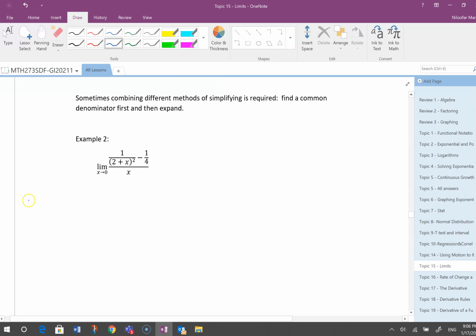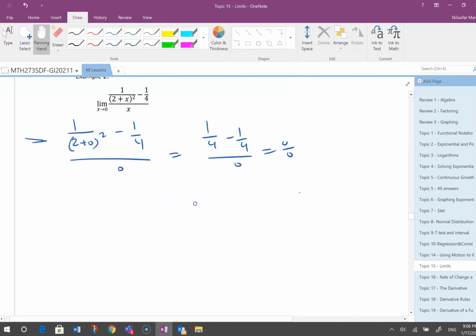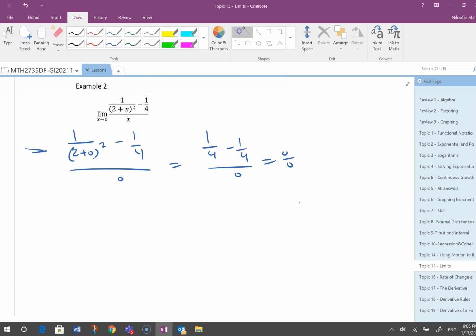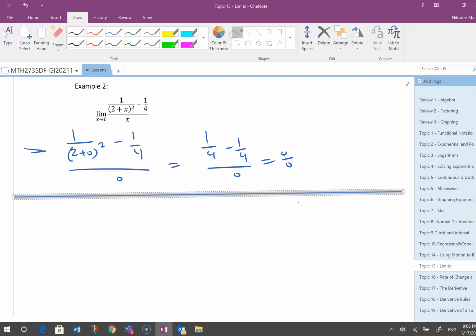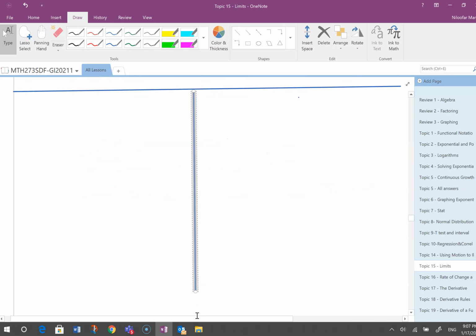So what happens if I substitute? When I substitute, it is 1 over (2 plus 0) squared minus 1 over 4, over 0, which is 1 over 4 minus 1 over 4 over 0, which is 0 over 0. So I can show you both methods here that I'm thinking.